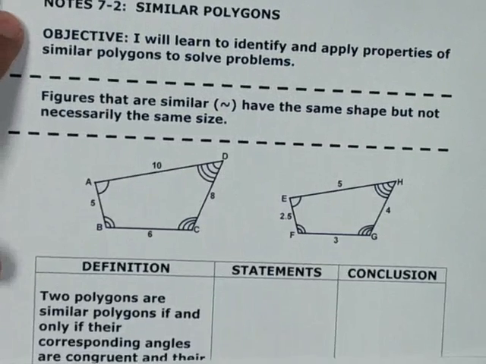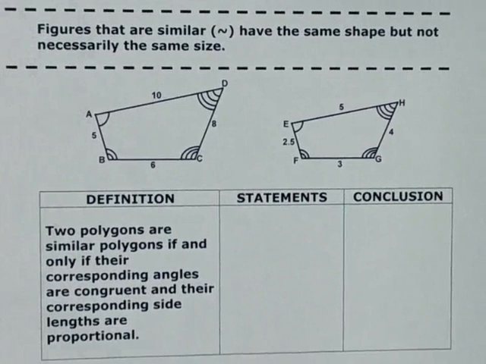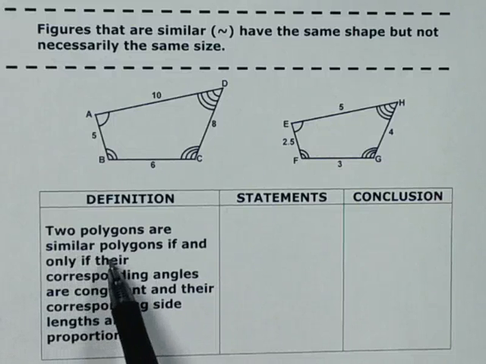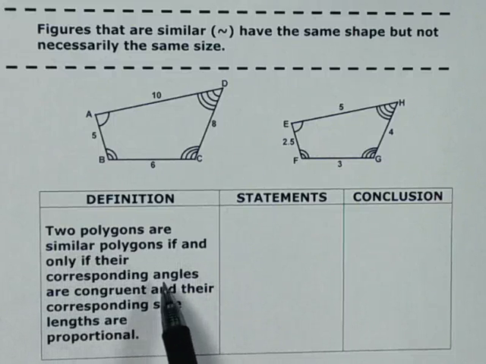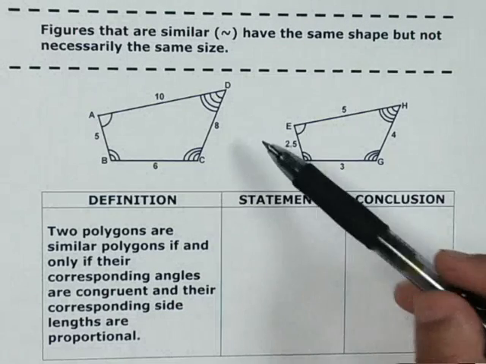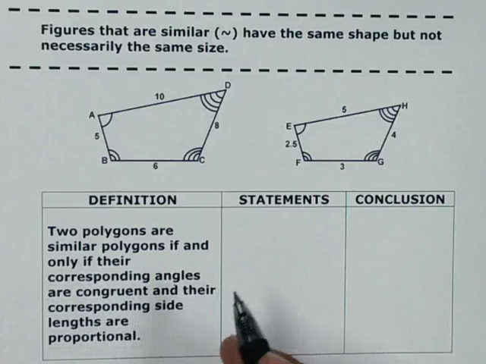Alright, so we're going to start by looking at two quadrilaterals. And we're going to define similar as: two polygons are similar polygons if and only if their corresponding angles are congruent and their corresponding side lengths are proportional. Looking at these two shapes, we have to match the angles and make sure that they're congruent.